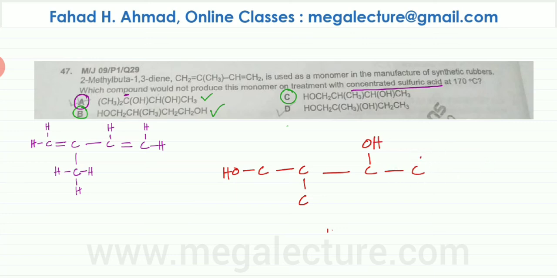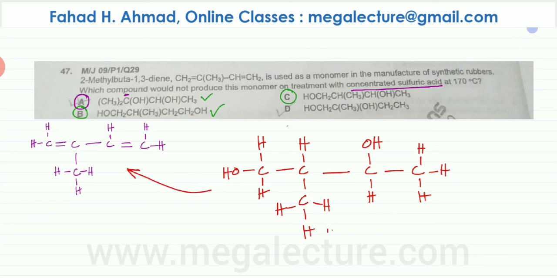I'm going to add in all the hydrogens. This will have 3 hydrogens. This one will have 1 hydrogen. This one, to make 4 bonds, would have 1 hydrogen. This one would have 2 hydrogens. And this carbon atom over here is going to have a total of 3 hydrogens. And let's try and dehydrate this to figure out whether this molecule is going to be produced or not.